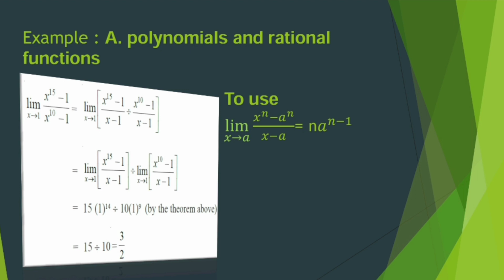For the first limit, we can see that a equal to 1. So, we get 15 into 1 to the power 15 minus 1, that is 14, divided by 10 into 1 to the power 10 minus 1, that is 9. And therefore it is equal to 15 divided by 10, equal to 3 by 2.